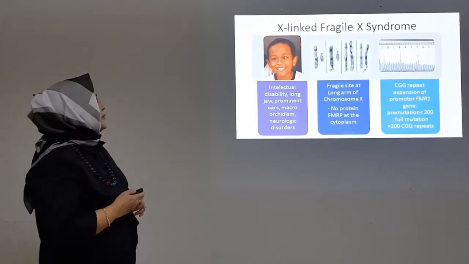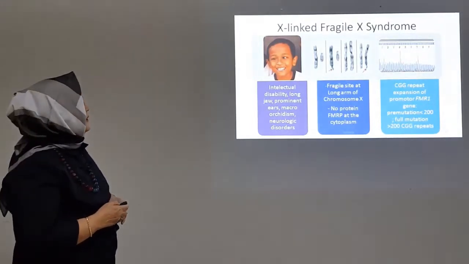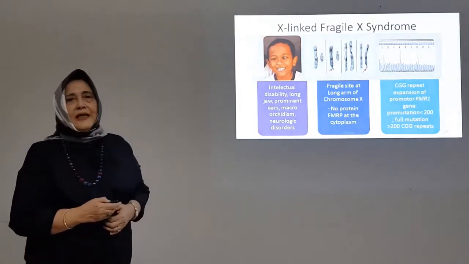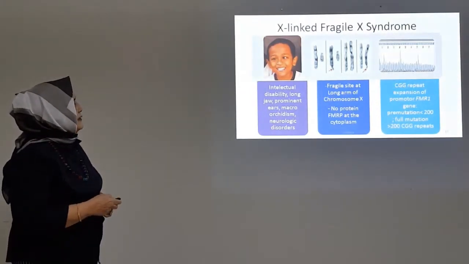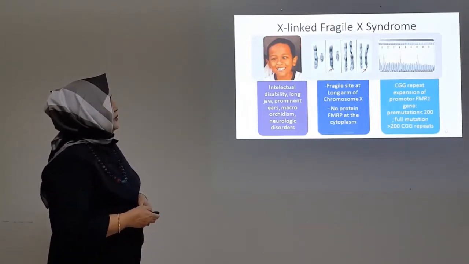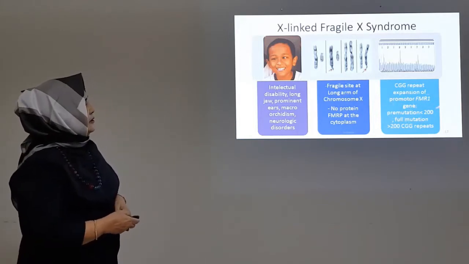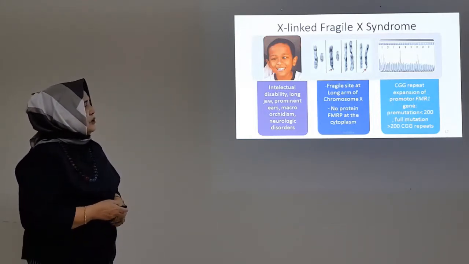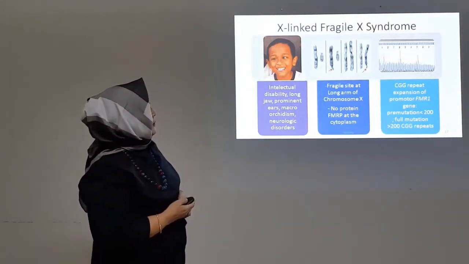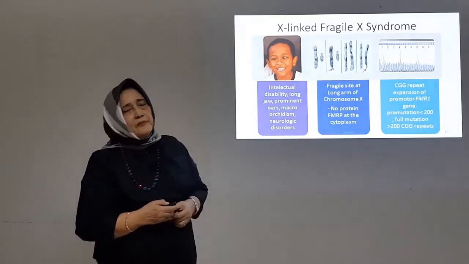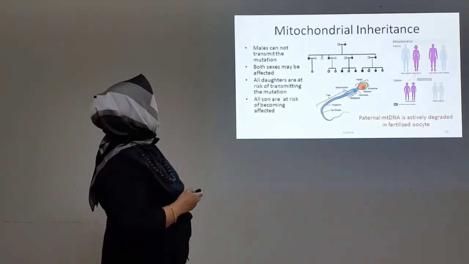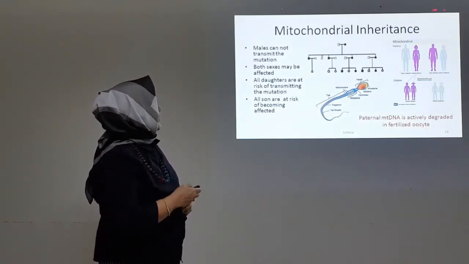This is one example of X-linked inheritance. Yeah, the affected are usually male, but in Fragile X syndrome, female can also be affected. The abnormality is in the FMR1 gene, with expansion of the CGG repeat in the promoter region. More than 200 repeats will be affected. More than 50 will be a pre-mutation. Yeah. The last one of Mendelian inheritance is mitochondrial inheritance.